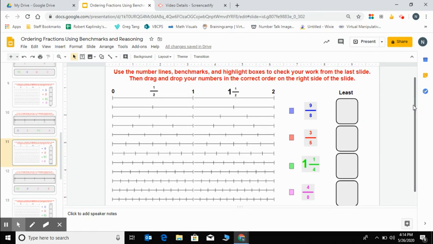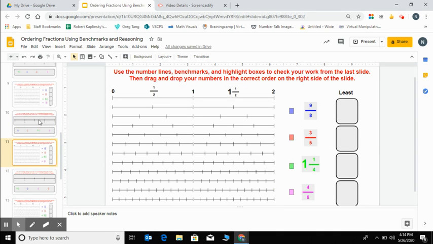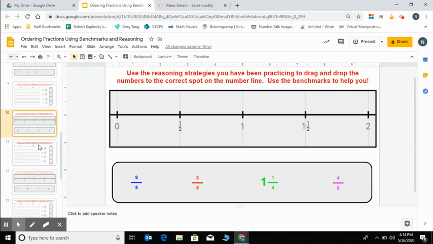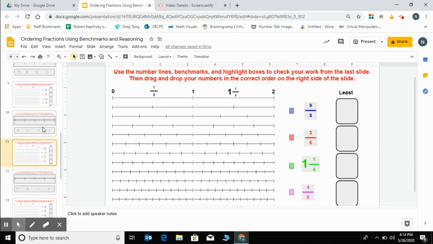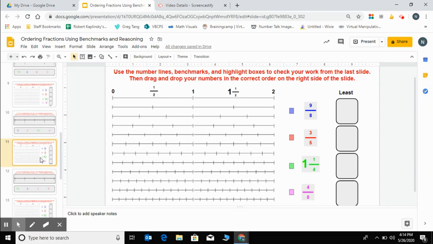So the directions say use the number lines, benchmarks, and highlight boxes to check your work from the last slide. Then drag and drop your numbers in the correct order on the right side of the slide. So you may have already done or seen my video with ordering on a number line. You'll notice that the fractions on the second slide are the same fractions that are on the number line slide. So you can use the second slide to help check your first slide. All right, let's get started with these.